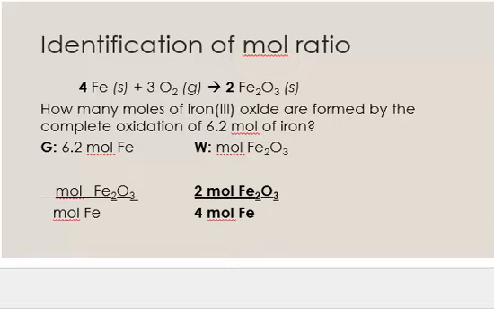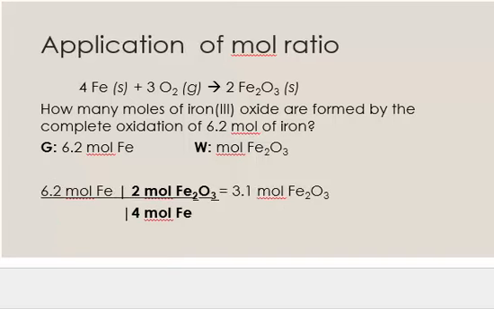You can reduce this fraction to lowest terms if you like, but you certainly do not have to. Your calculator can handle it. To get our answer, we multiply the given value of 6.2 moles of iron by the mole ratio of 2 moles of iron(III) oxide to 4 moles of iron. Moles of iron divided by moles of iron cancel out. 6.2 times 2 is 12.4, divided by 4 is 3.1. Our answer is 3.1 moles of iron(III) oxide is formed when 6.2 moles of iron react.